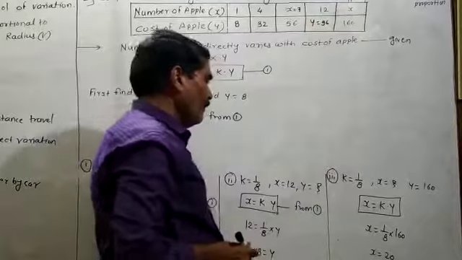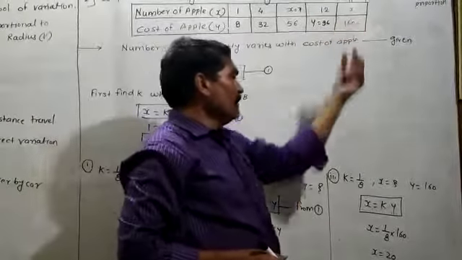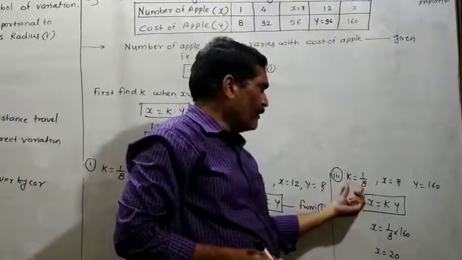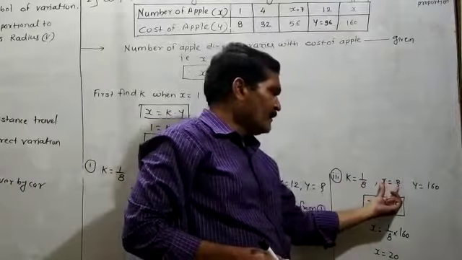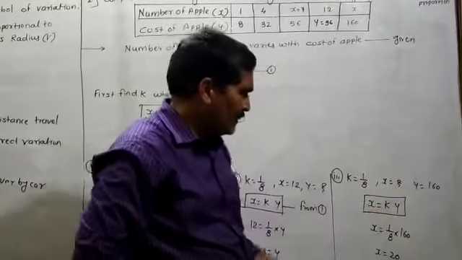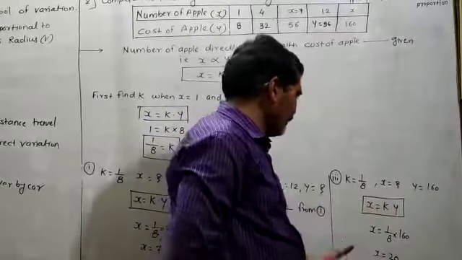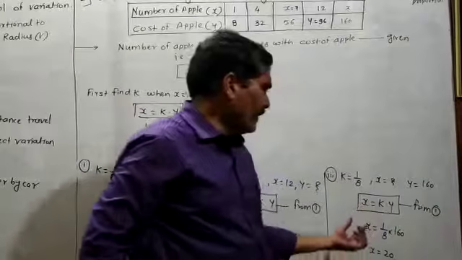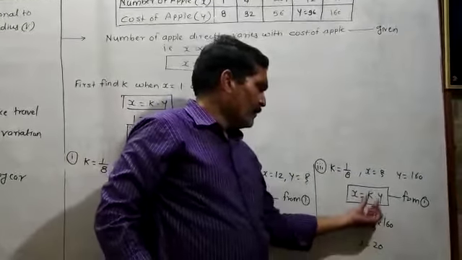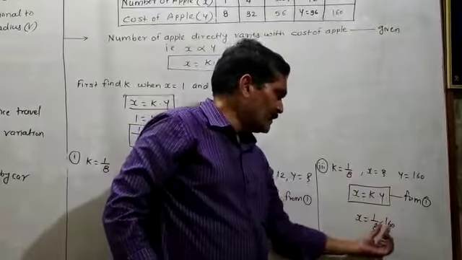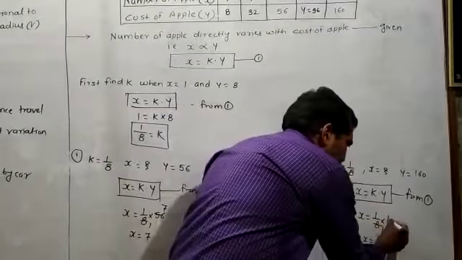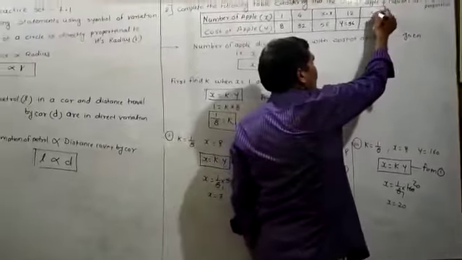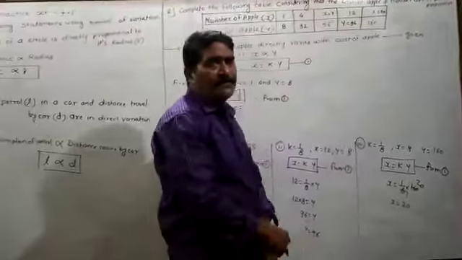Here you have to find out the value of x, where y is equal to 160 and k is equal to 1 upon 8. x is equal to, you have to find out, y is equal to 160. So x is equal to k into y. From 1 you have to say, from 1 x is equal to k into y. x is equal to, the value of k is 1 upon 8 into 160. So you will say that 8 1s are 8, 8 20s are 160. From that you will get x is equal to 20. From that I will say that x is equal to 20.